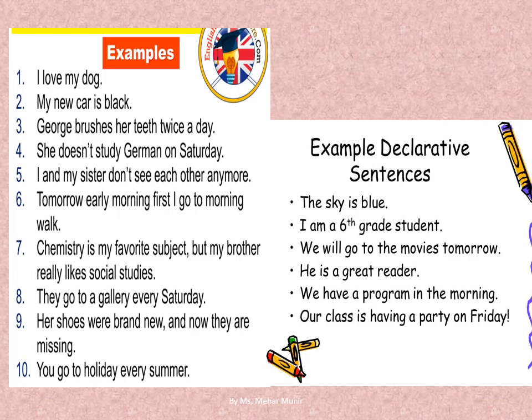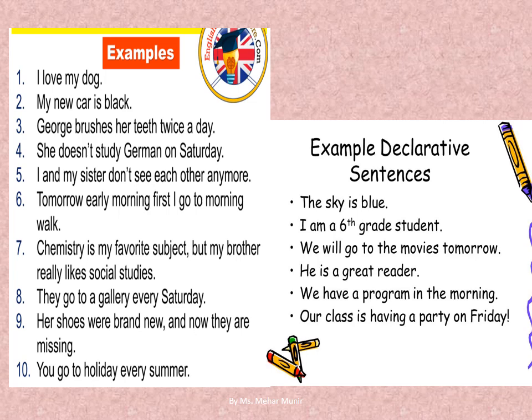Question mark. Sentence number 4. She doesn't study German on Saturday. There is a helping verb given to you. We will move the helping verb to the start of the sentence and it will become a question. Does she study German on Saturday? We will remove the not because we are not converting it into negative interrogative. We are just making it interrogative. So we will remove the not and we will move the word does to the start of the sentence. Does she study German on Saturday? Question mark.